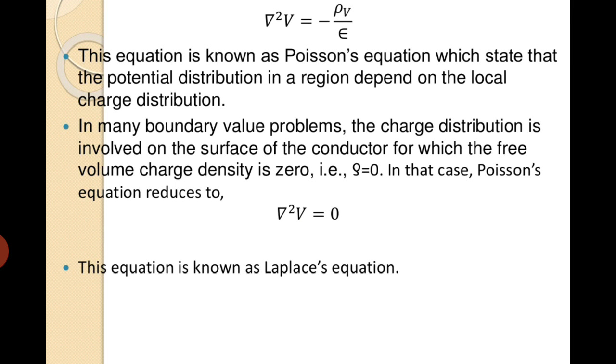Now in many boundary value problems, the charge distribution is on the surface of the conductor, for which the volume charge density is 0, that is rho is equal to 0. So in that case Poisson's equation reduces to del square V equal to 0. So this equation is known as Laplace equation.